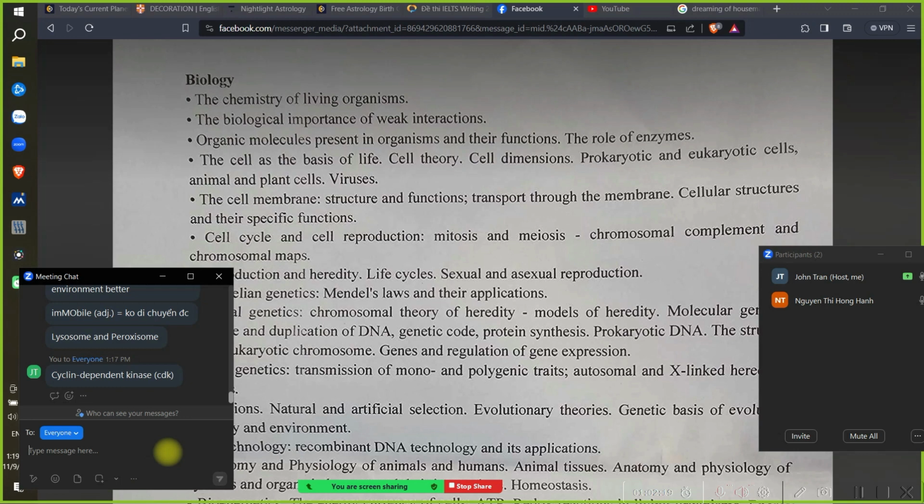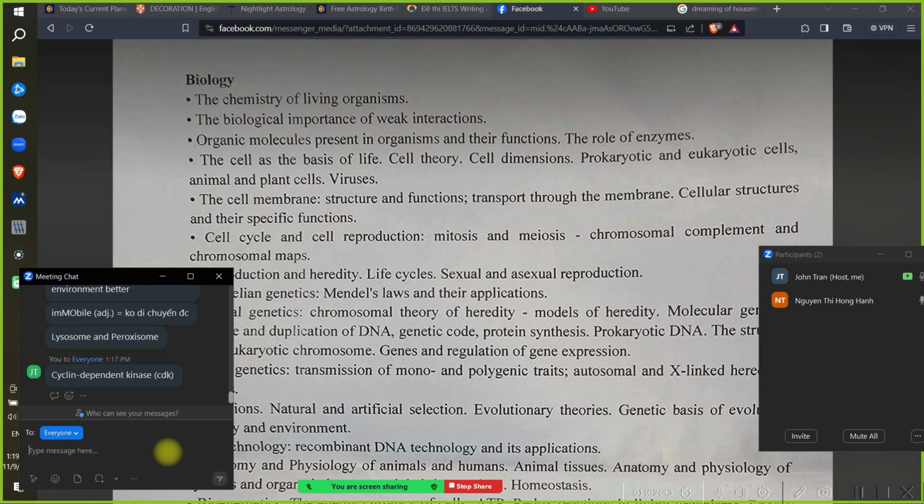I think you're going a bit too deep into biochemistry now, and these things are a bit too deep. I don't think in the real exam there was something like CDK so deep. Yeah, okay.